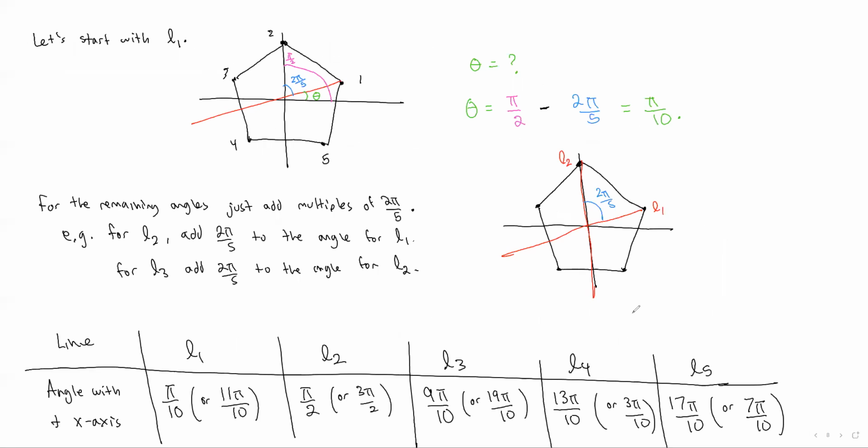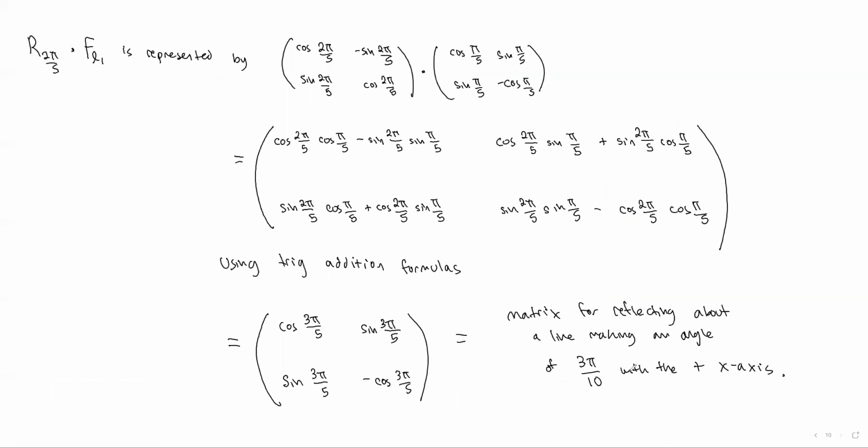And where does 3 pi over 10 show up? There. So it showed up there. And so that means that this is a reflection. So it showed up in the entry for L4, about L4. So we get our 2 pi over 5 times f of L1 equals f of L4.